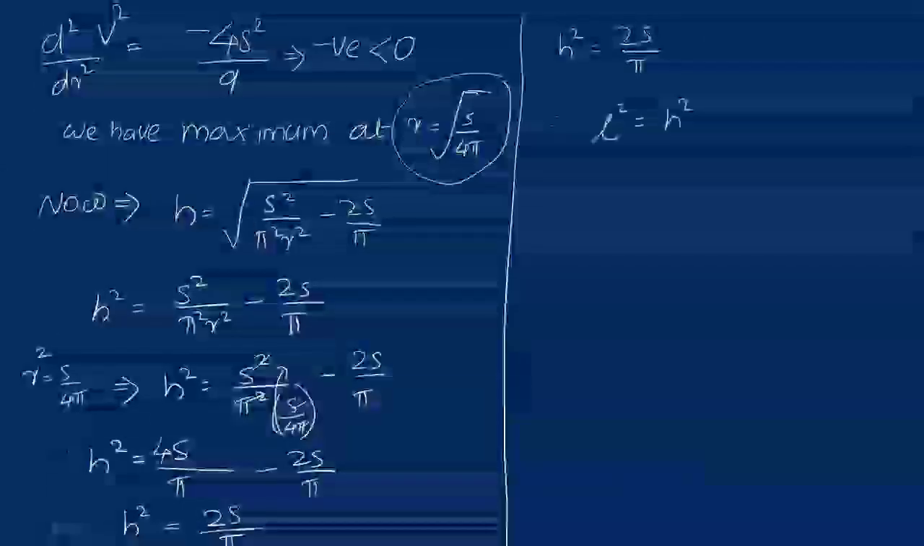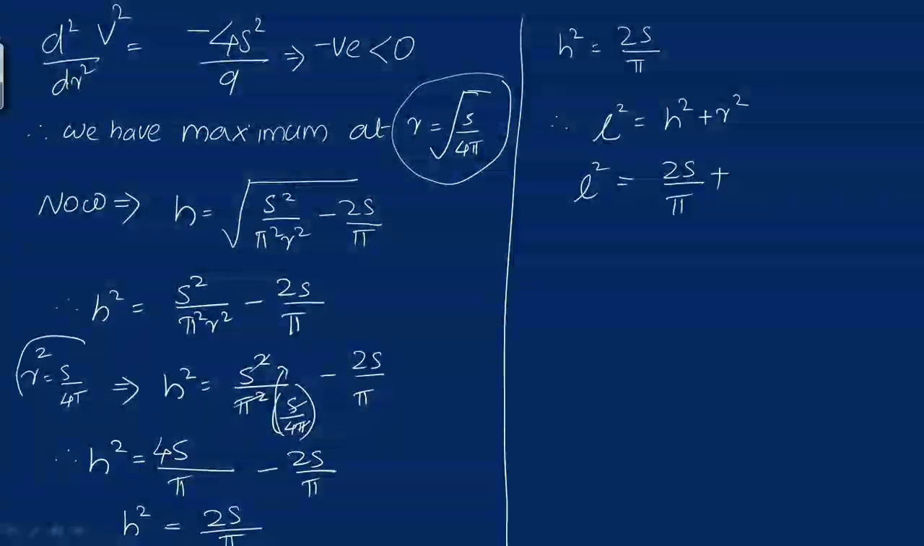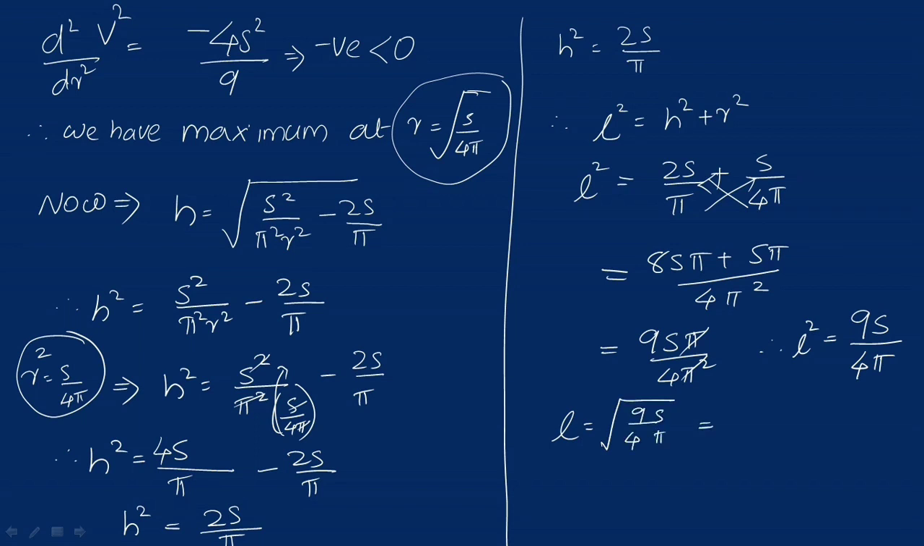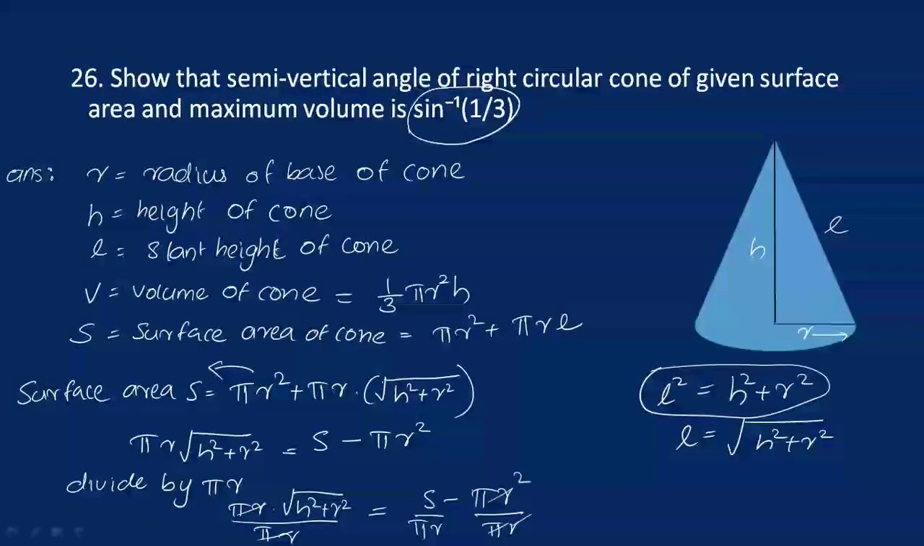So we will be having the Pythagoras theorem, that is L square is equal to h square plus r square. From this L can be found out. So L square is equal to 2S by pi plus what is r square, that is S by 4 pi, or cross multiplying, we have 2S into 4 pi, that is 8S pi, plus pi into S, that is S pi, by 4 pi square. 8S by pi plus S by pi, that is 9S pi divided by 4 pi square. Cancelling pi square and pi, we have L square is equal to 9S by 4 pi, or L is equal to root of 9S by 4 pi. 9 and 4, their roots are 3 and 2, right? 3 by 2 root of S by pi.